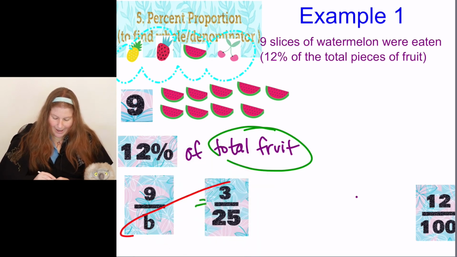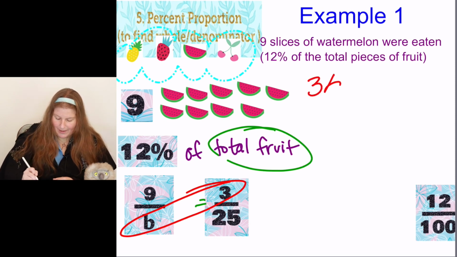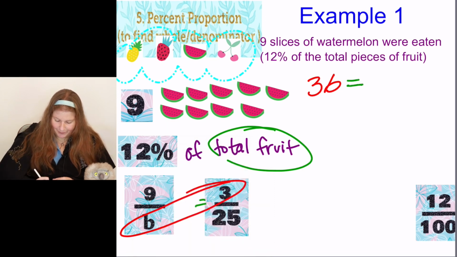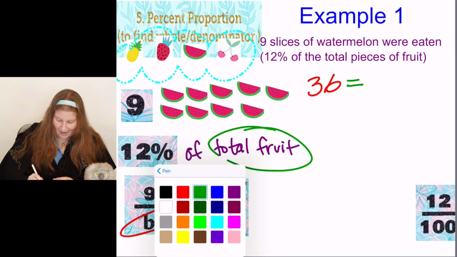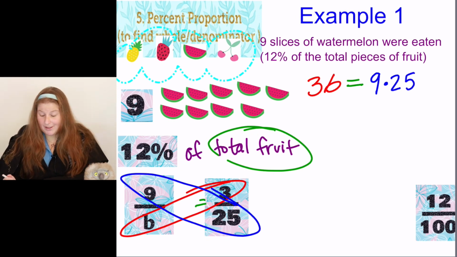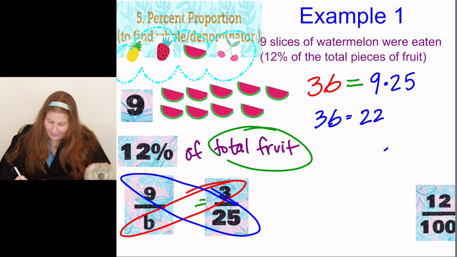We're going to cross multiply, and on one side I get b times 3, or 3b. Again, of course, that's my variable. I'm going to set that equal to what I get on the other side, which is 9 times 25. I can use mental math to solve this because I know that 4 groups of 25 is 100. So 8 groups of 25 would be 200, so 9 groups of 25 would be 225. So 3b is equal to 225.